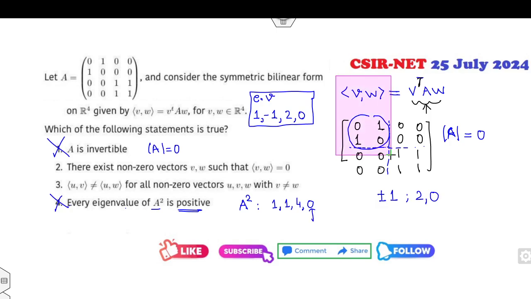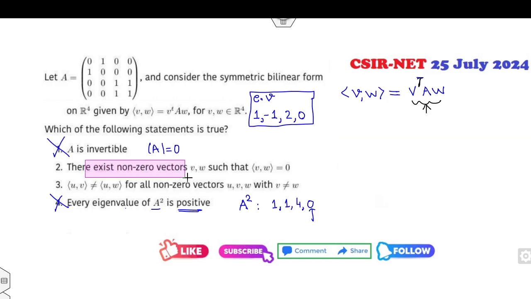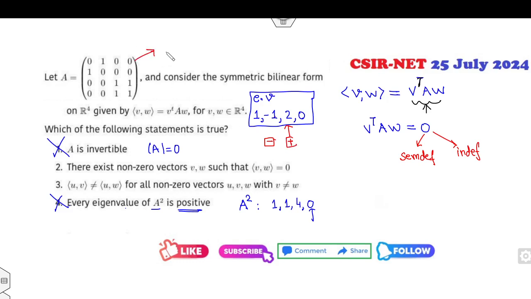Fine. Now I can put up here: there exists a non-zero vector u, v and w such that this value will be 0. Fine. When it will be 0, as I told you, either it is semi-definite or it is indefinite, and you can see these are the eigenvalues, and some of the eigenvalues are negative, some are positive. That means this matrix is indefinite. Once this is indefinite, definitely this value being 0 is the correct option.